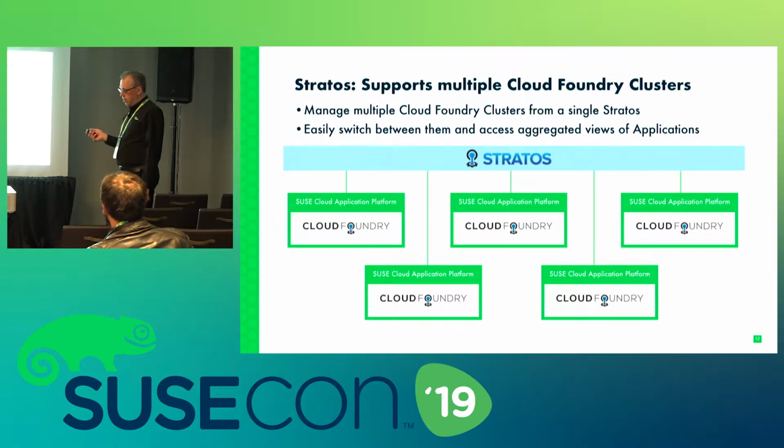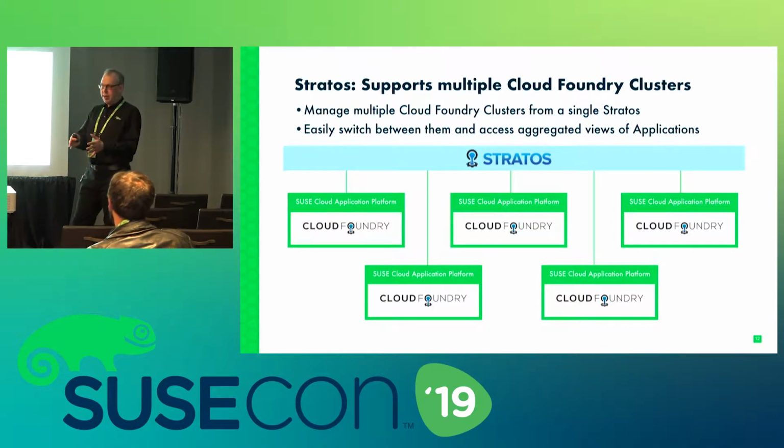One of the key things that Stratos does that you can't do with the CLI, and some of the vendor-specific UIs like the ones from Pivotal, is you can connect multiple Cloud Foundry clusters to Stratos. So it's not that you have one Stratos per Cloud Foundry. You can connect multiple Cloud Foundries into Stratos. And we make it easy for you to switch between those. We also provide aggregated views across those Cloud Foundries, and we'll see this in a bit.